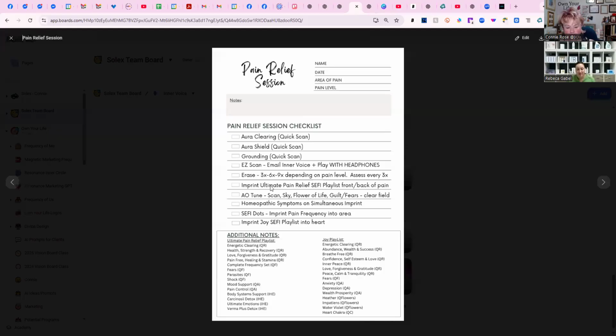Here at the top, I ask people area of pain. So I'd put down back and the pain level. You want to assess on a scale of 1 to 10, what's the pain level? So Rebecca, on a scale of 1 to 10 in your lower back, what's the pain level? 4. Okay, great. Not great that you're in pain, but thank you.